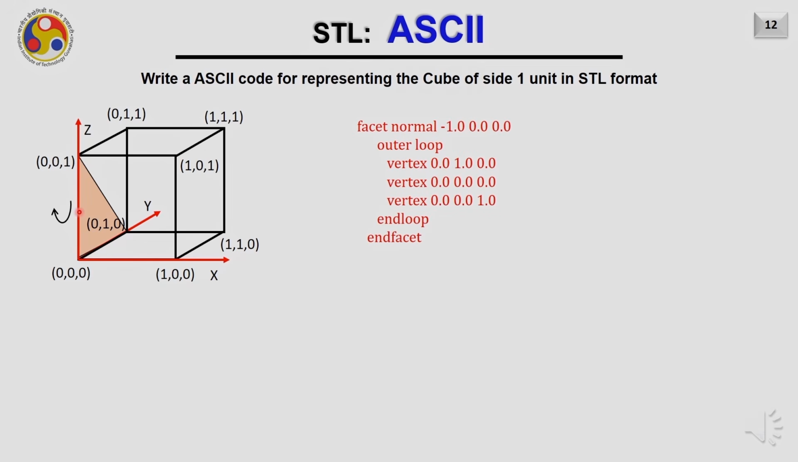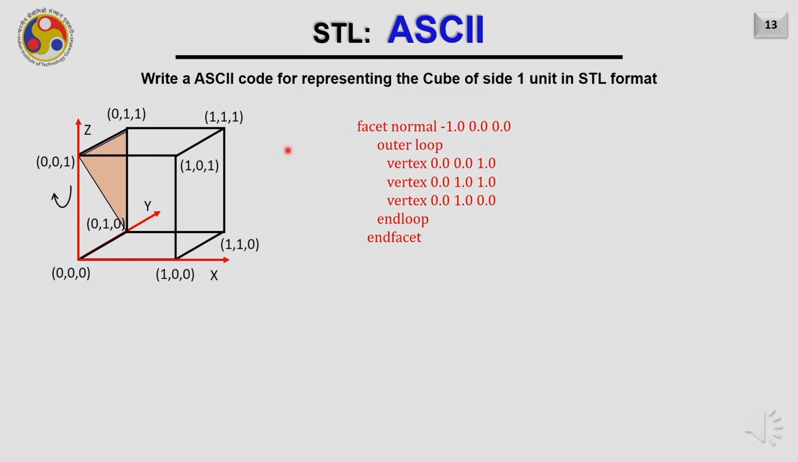Now in a similar fashion, for this particular triangle we need to be careful, because the observer is standing here, and when he is observing from this end, the counterclockwise direction will look something like this. Hence if we start from point 0, 1, 0, the next point will be 0, 0, 0, and the next will be 0, 0, 1. The facet normal is of course in the minus x direction here, hence the facet normal is written as minus 1, 0, 0.